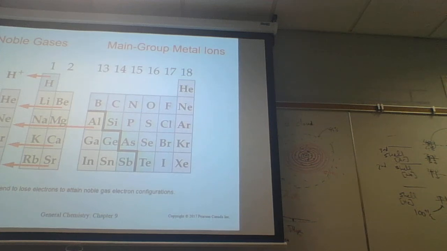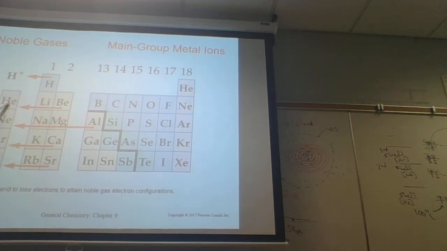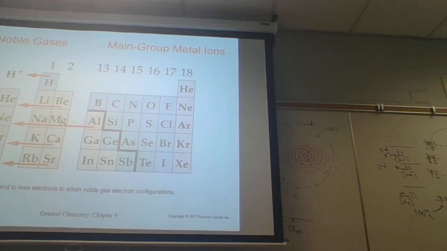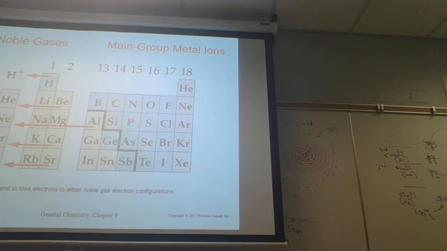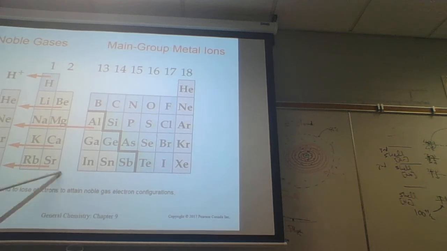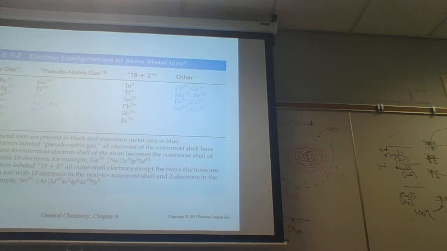Metals tend to lose electrons. The further left you go, they tend to lose electrons so they become isoelectronic with the nearest noble gas. For example, if lithium loses one electron, it'll have the same electron configuration as helium. Beryllium, 2 electrons. Aluminum, 3 electrons. Tin, 4 electrons. And so we're becoming isoelectronic with noble gases. Metals tend to lose electrons. Nonmetals tend to gain electrons.